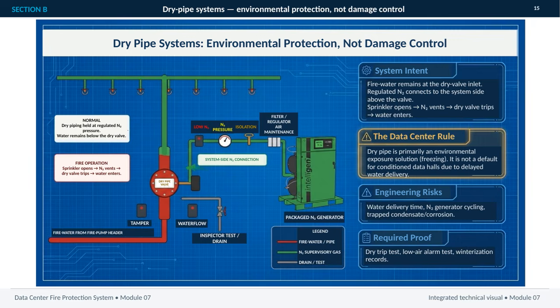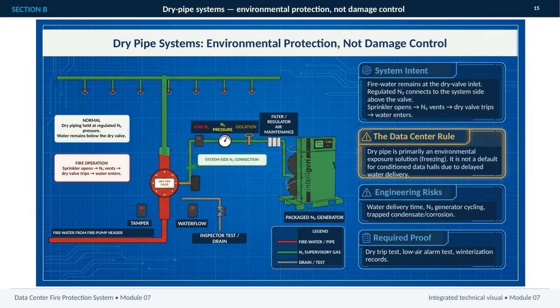That pressure drop trips the dry valve, allowing water from the fire pump header to enter and flow toward the open sprinkler. Tamper, water flow, low nitrogen, and inspector test or drain arrangements support supervision and testing. The key point is environmental protection, not damage control.